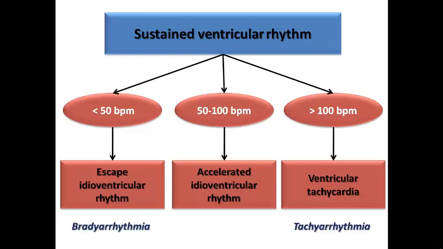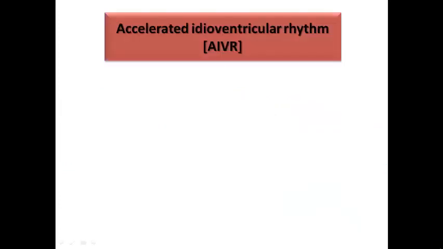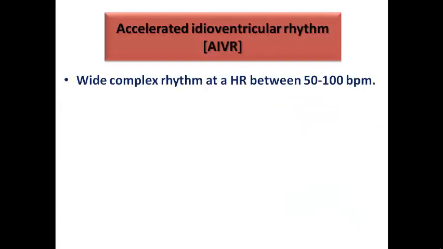Here we are not focusing now on escape idioventricular rhythm and ventricular tachycardia, because we are going to focus on them in the lectures on bradyarrhythmias and tachyarrhythmias respectively, but we are going to speak about accelerated idioventricular rhythm, or what we call AIVR. Accelerated idioventricular rhythm means that there is a wide complex rhythm at a heart rate between 50 and 100 beats per minute, and so it is not an escape rhythm because it is not bradycardic, and it is not ventricular tachycardia because the heart rate is less than 100 beats per minute.